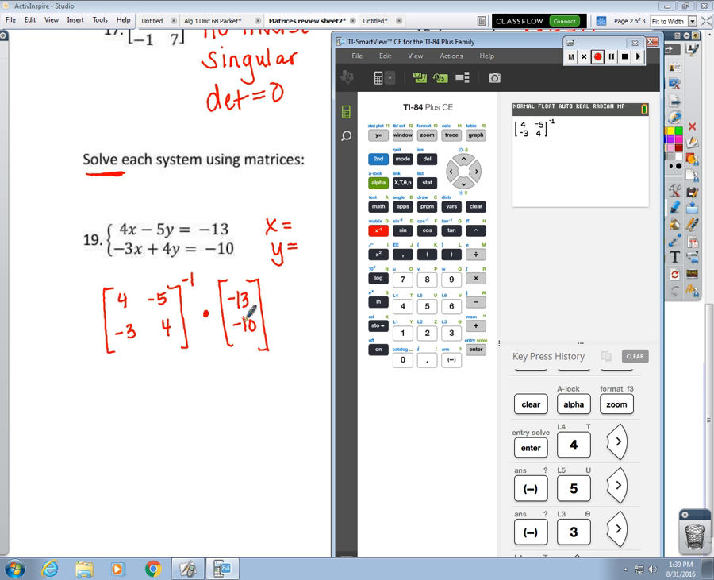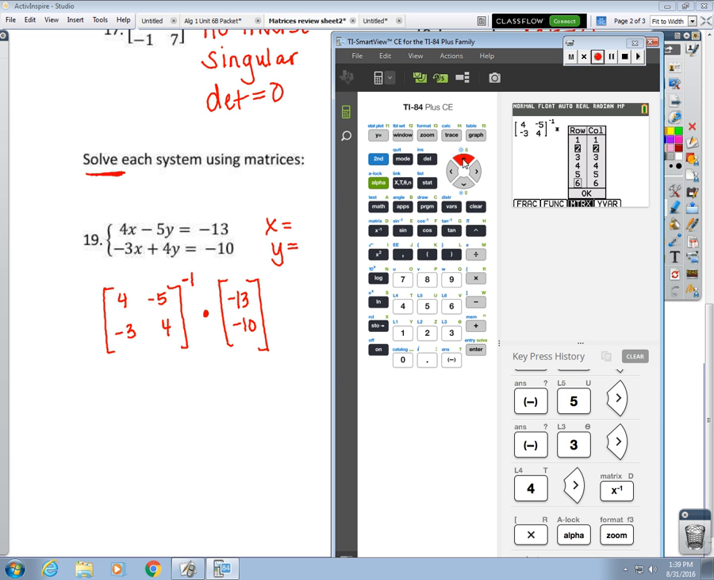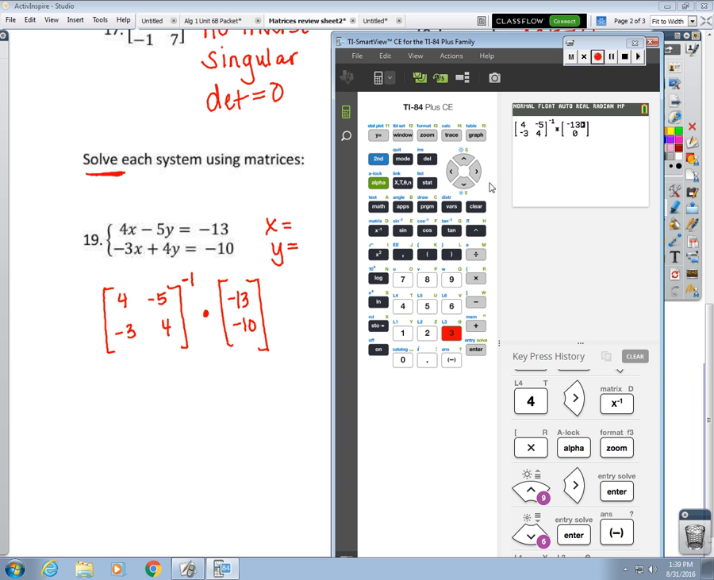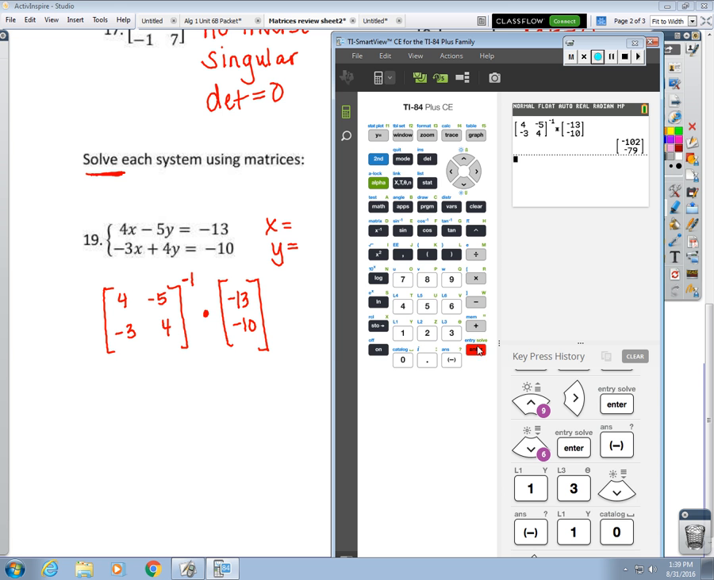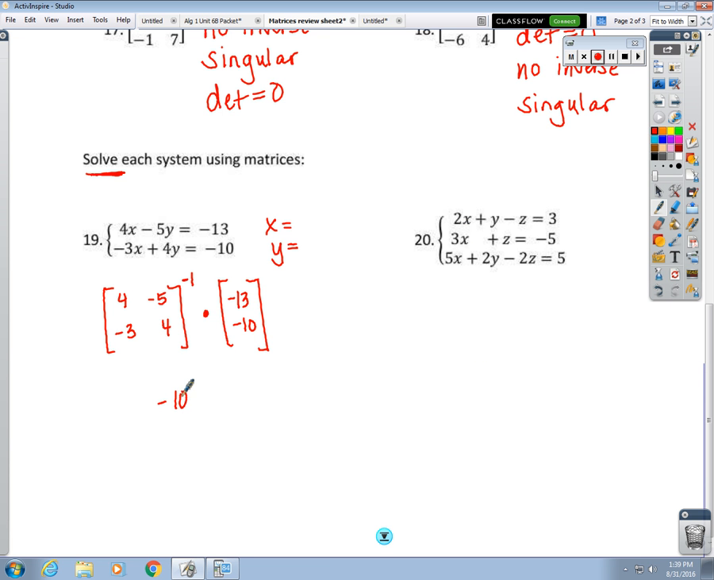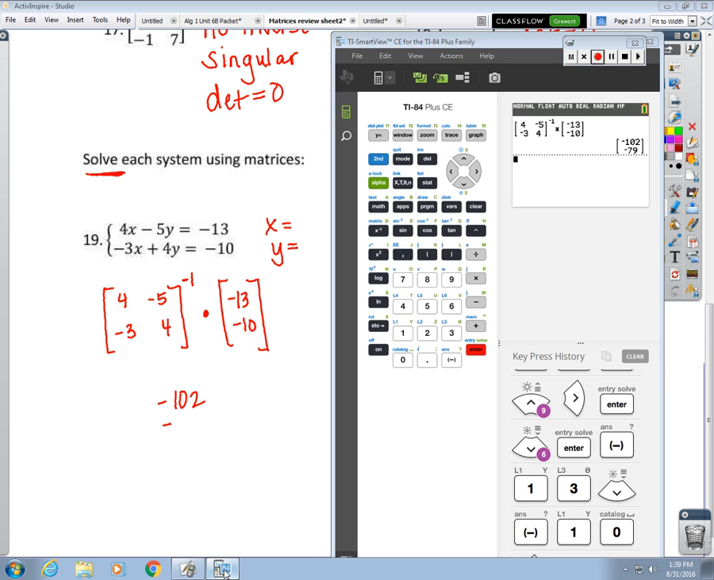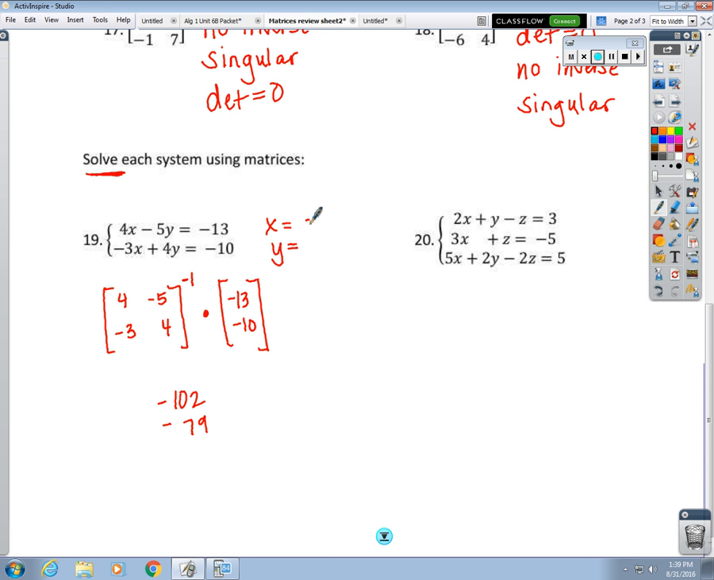Don't forget that. If you just straight up multiply them and don't do the inverse, it'll be wrong. You have to do the inverse of the coefficient matrix. And then multiply it by the constant matrix, which is a 2 by 1. And its elements are negative 13 and negative 10. Okay? And then it gives you a matrix, negative 102 and negative what? 79. That means your x value is negative 102, your y value is negative 79.